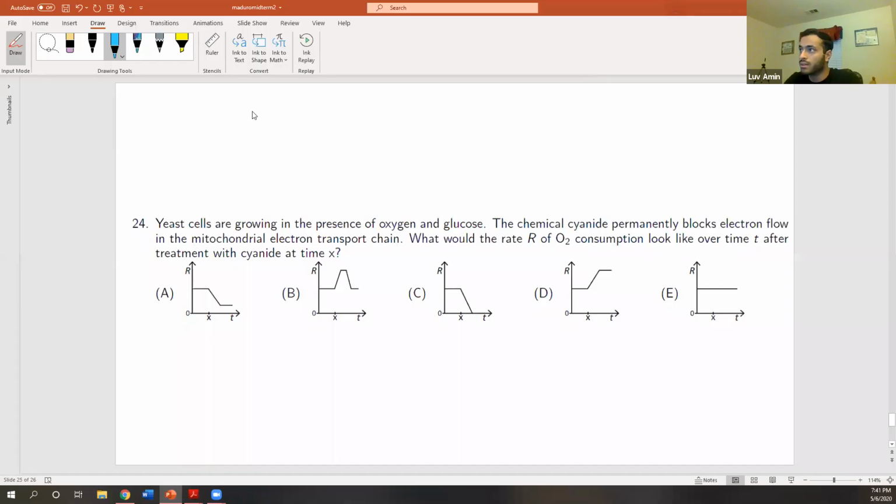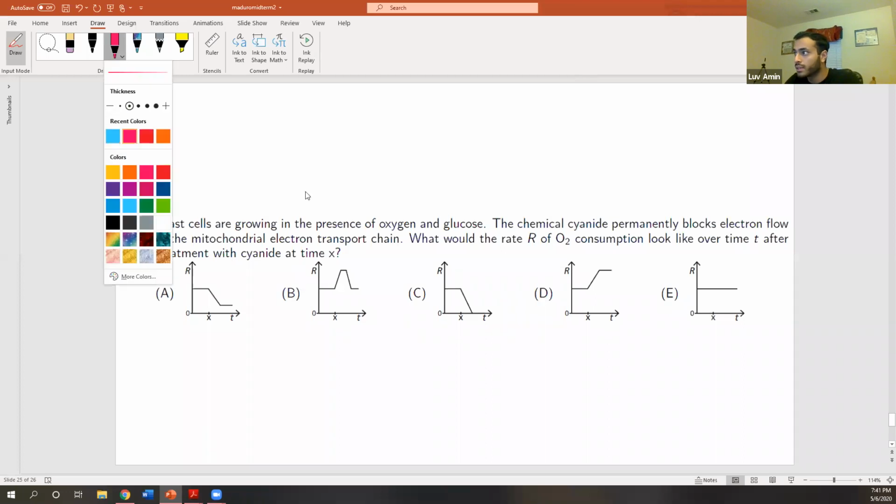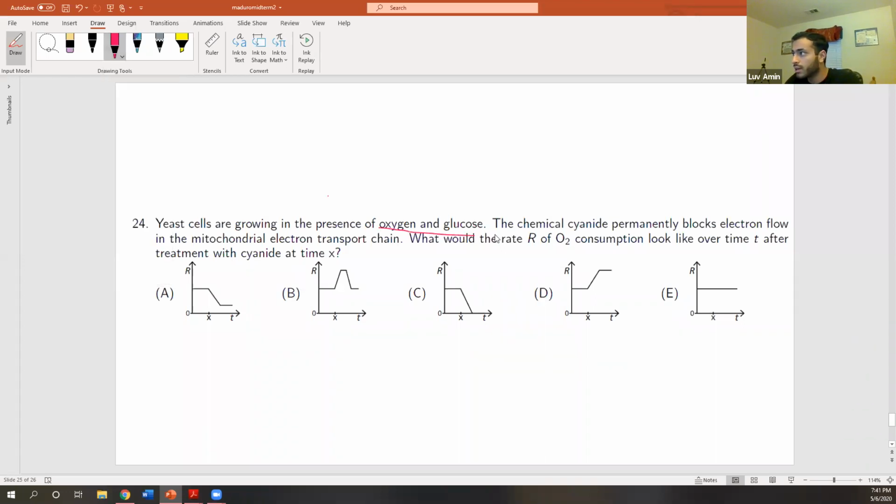All right. So yeast cells are growing in the presence of oxygen and glucose. So essentially, it's telling us cell respiration, right? That should be going off in our heads when we hear that. And it's saying the chemical cyanide permanently blocks electron flow in the mitochondrial electron transport chain. So basically, the electron transport chain will be inhibited. What would the rate of oxygen consumption look like over time t with the treatment of cyanide?